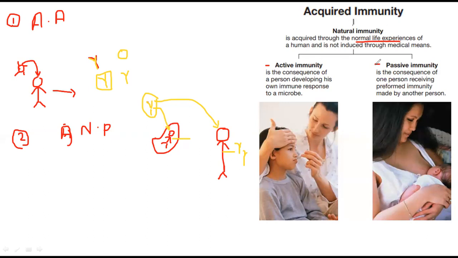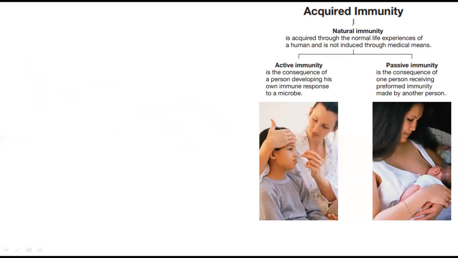That has traveled across the placenta, and it is also present in her milk. So that's why it is known as acquired natural passive immunity. Okay, I hope you have understood these specific terms, and why these are known as acquired natural active and passive immunity.